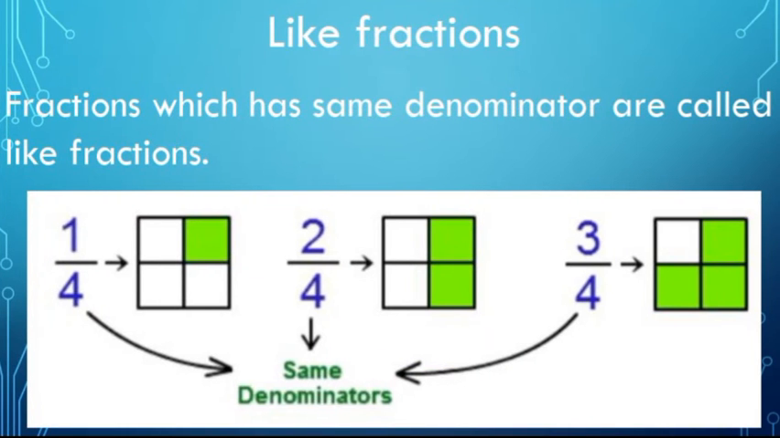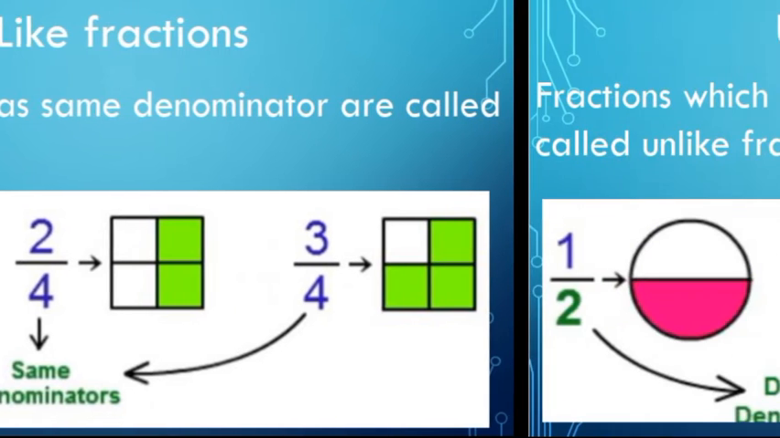Like fractions. Fractions which have the same denominator are called like fractions. In this example I have taken 1 by 4, 2 by 4 and 3 by 4. See here, all the denominators are 4. I have written same denominators here, and see the shaded parts. Though the numerators are different, 1, 2 and 3, the denominators are the same. As the denominators are the same, they are like fractions.